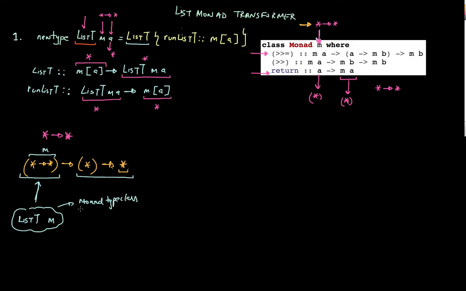Okay, so this is the first thing I'm going to do, and in order to do this, what I'm going to do now is I'm just going to implement the return method or the return statement, and I'm going to implement the bind method in the list T M, which is going to be an instance of the monad's type class. And I'm going to do this in my next video.